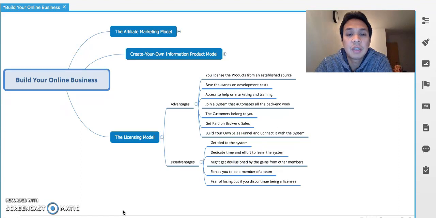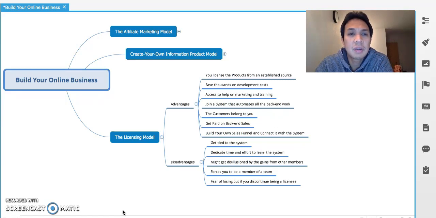Lastly, the fear of losing out if you discontinue being a licensee. This is also a big hindrance for a lot of people. They think that just continuing with the system without putting in the right work or the right effort, they will basically earn money. But that's just not the case. What happens is that they continue to be in the system out of fear. And if you are involved with something or someone out of fear of losing them, or losing touch with being a licensee of that system, that's not a good system.